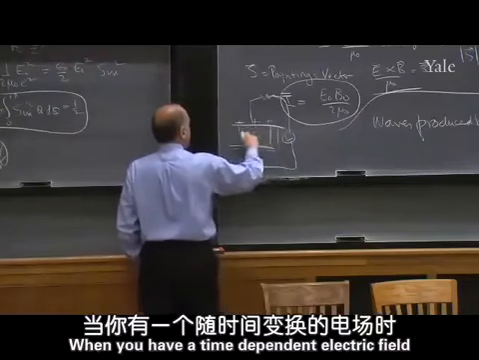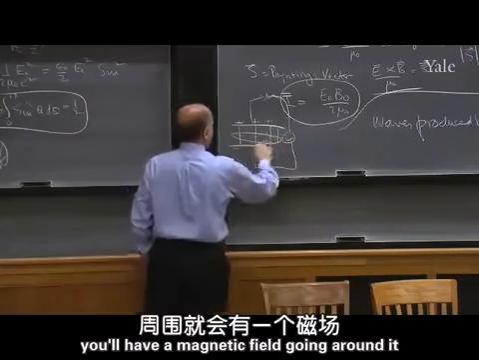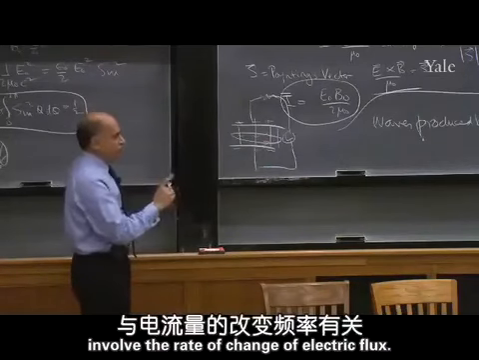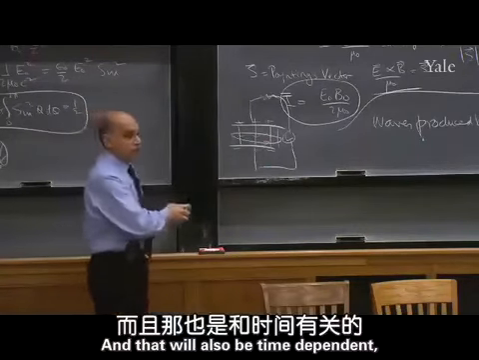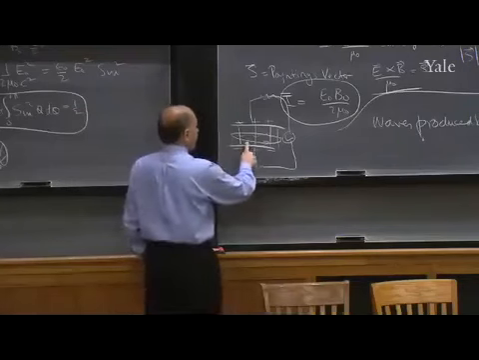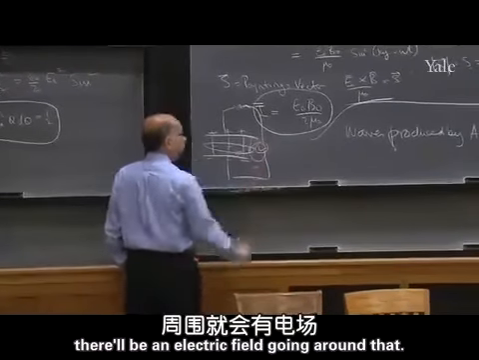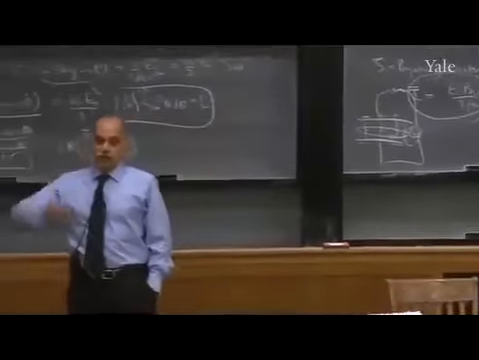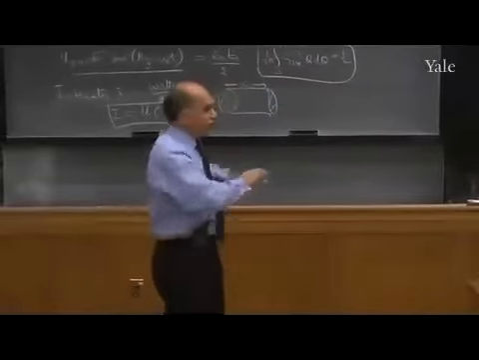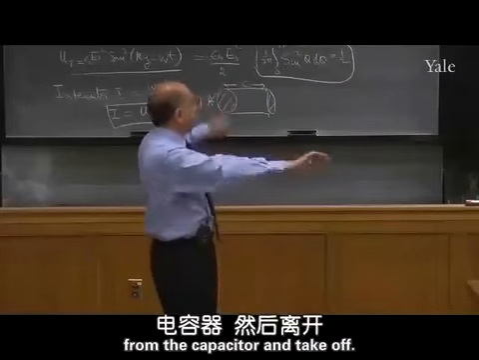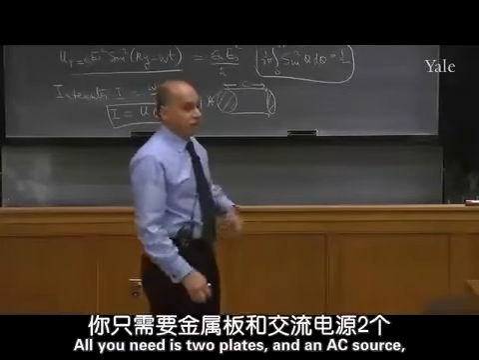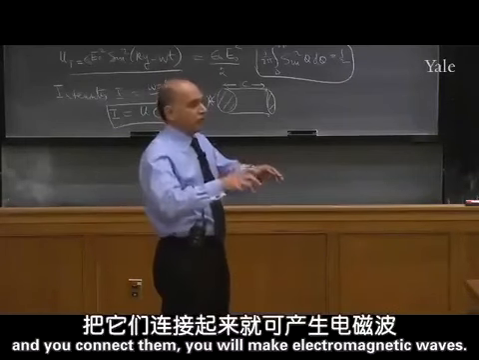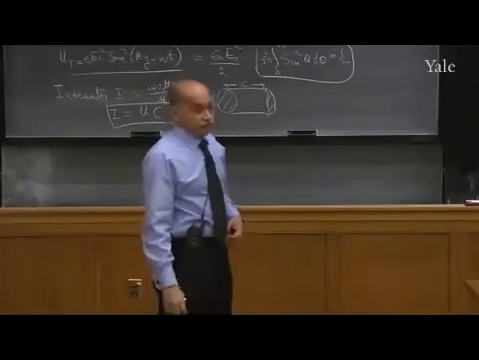When you have a time-dependent electric field, you will have a magnetic field going around it, because the line integral of B will involve the rate of change of electric flux. And that will also be time-dependent. Well, if that is time-dependent, there will be an electric field going around that. So basically, these will curl around each other whenever they depend on time, and they can then free themselves loose from the capacitor and take off. So all you need is two plates and an AC source, and you connect them, you will make electromagnetic waves.